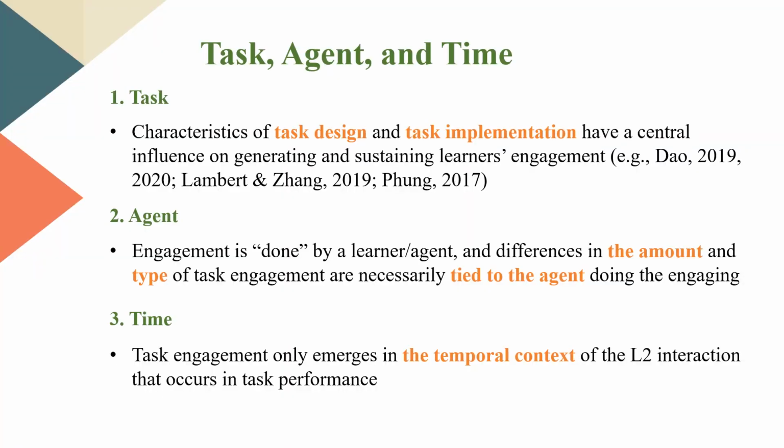We now turn to the theoretical framework that we propose in this presentation to better understand task engagement. First, we believe that there are three very important keywords to understand task engagement. The first is task. What we mean here is that characteristics of task design and task implementation have a central influence on generating and sustaining learners' engagement. The second keyword is agent. Engagement is done by a learner agent, and the differences in the amount and type of task engagement are necessarily tied to the agent doing the engaging. The third keyword is time. Task engagement only emerges in the temporal context of the L2 interaction that occurs in task performance.